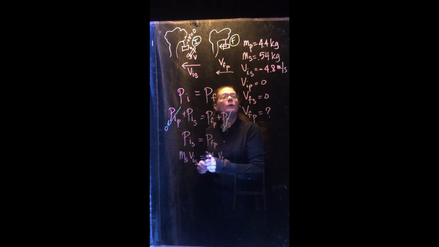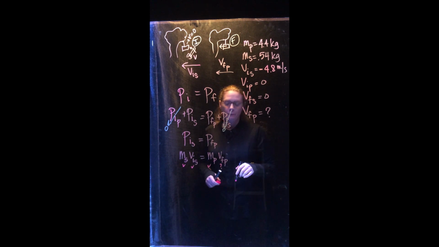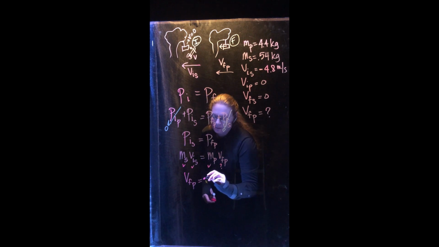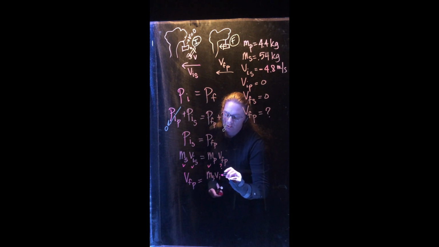We know mass, right? Yep, we know the mass. We know initial velocity. We know the mass of the piñata. We're looking for that. Pretty straightforward. Okay, so V final of the piñata is going to be mass of the stick times V initial of the stick over mass of the piñata.